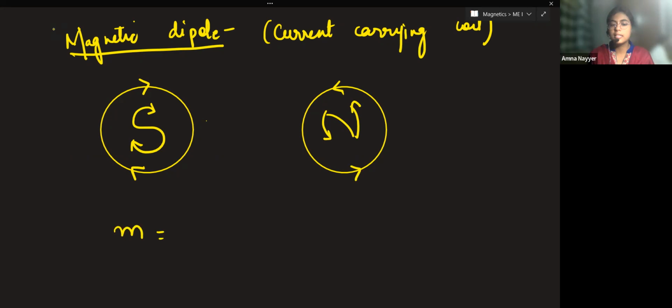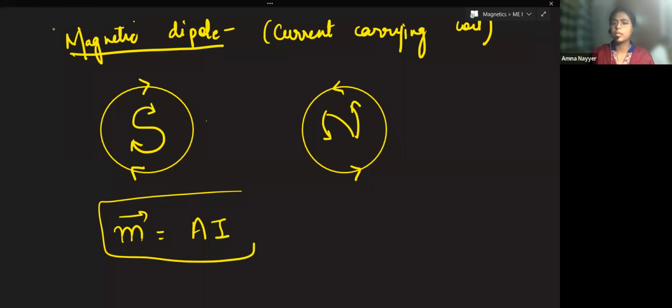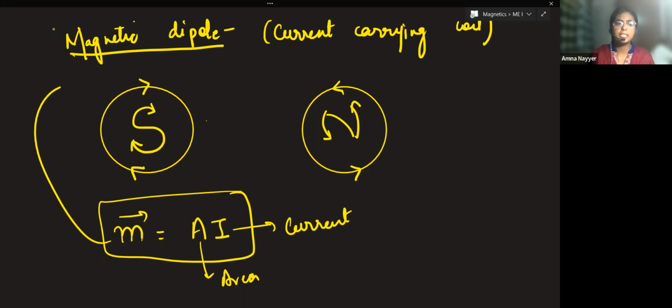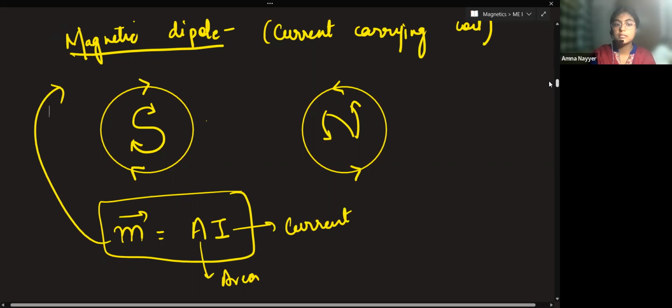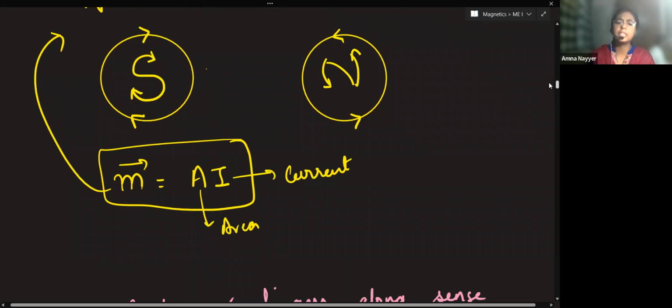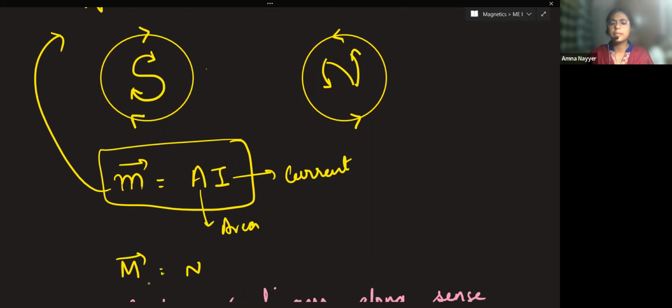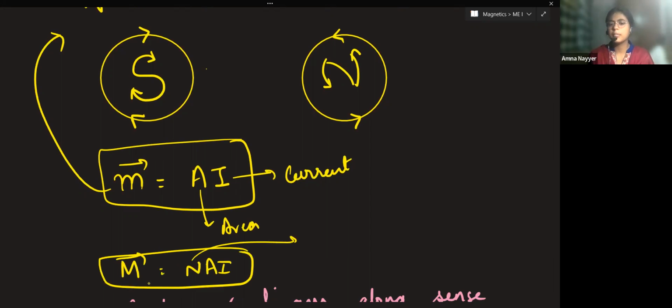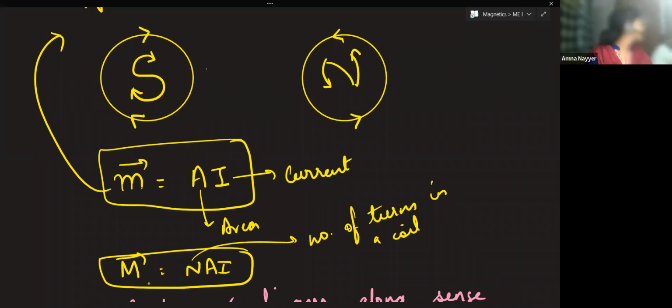Magnetic dipole moment, this is also a vector quantity obviously, and it is given by area into current. This is the formula. You don't have any derivation for this, just remember the formula. Current and this is area. This is the magnetic dipole moment. Now, if n number of turns are there, it's not necessary that a single loop will be there. So if n number of turns are there, that becomes N into A I, where N is the number of turns in a coil, the number of windings that have been done.